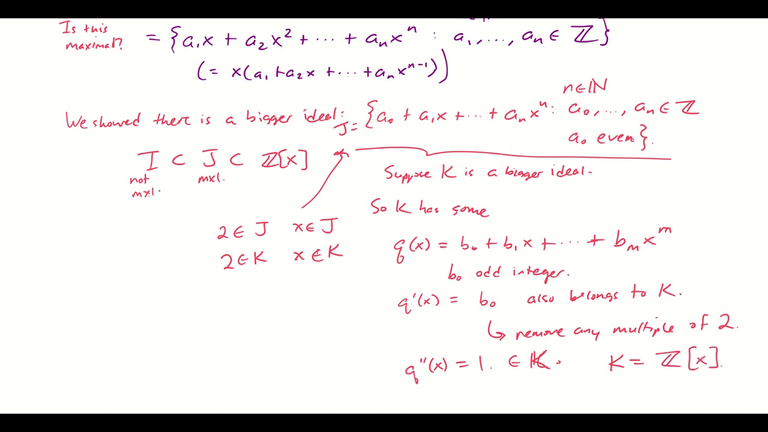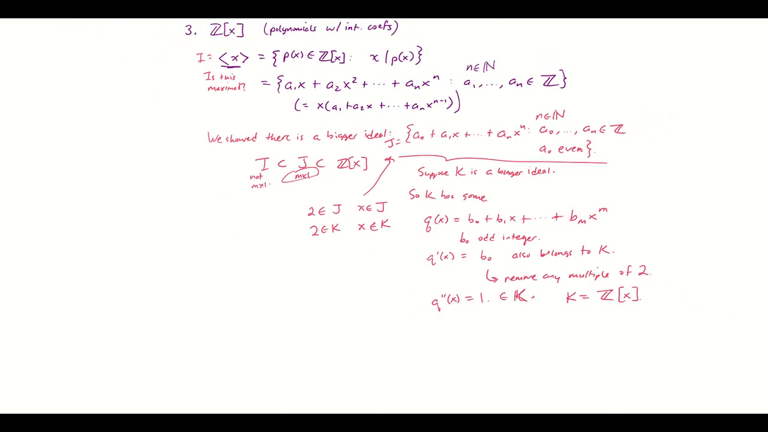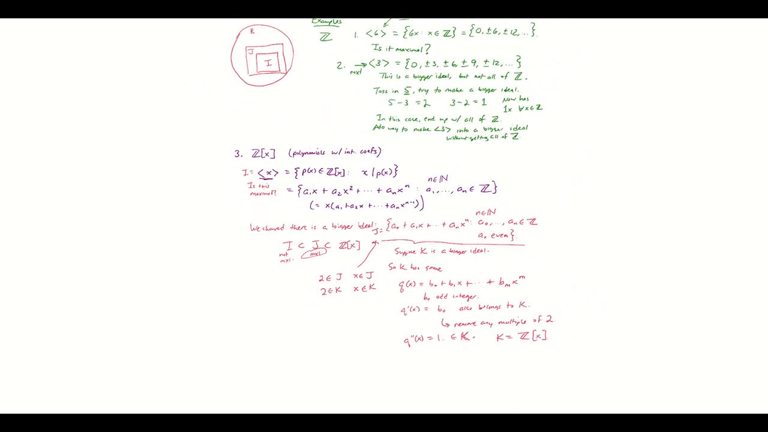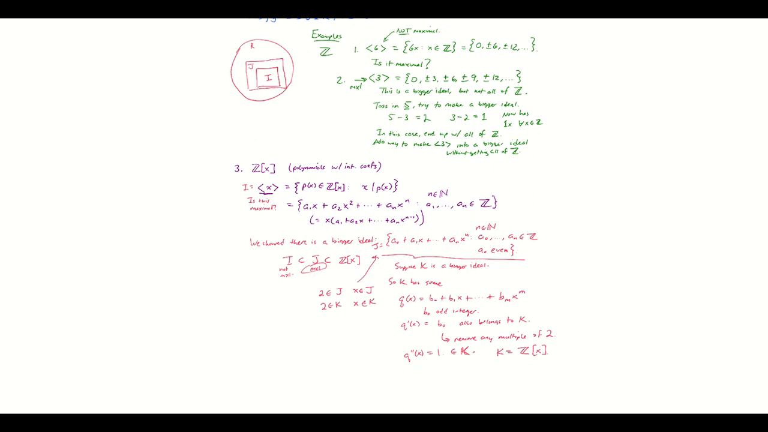So in other words, once I had this bigger ideal J, there was no way to make it even bigger without getting all of the polynomials with integer coefficients. That means that J really is maximal. So anyway, there's a couple of examples where we show that an ideal is not maximal, and a couple of examples where we show that an ideal is maximal. It's a little bit tricky, but we'll see in the next video that there is a way of determining whether an ideal is maximal by thinking instead about quotient rings.